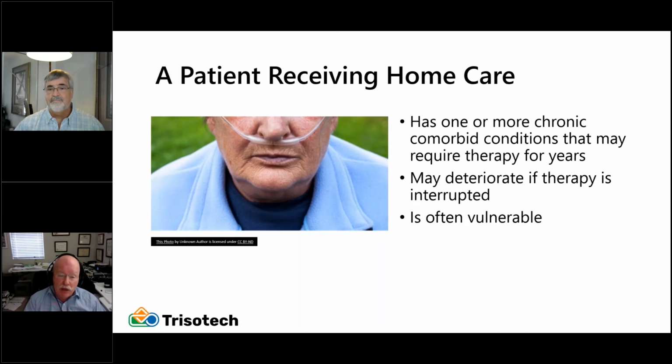Patients can also be affected because they're really kind of dependent on everyone else doing things right. They often are elderly. They may have multiple comorbid conditions. And if therapy is interrupted for any reason, they are at risk for deterioration. They're also vulnerable both physically, mentally, and economically. Next slide, please.